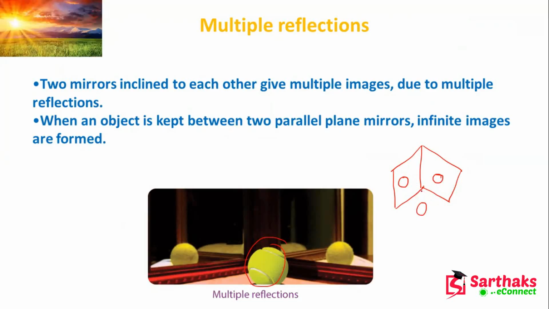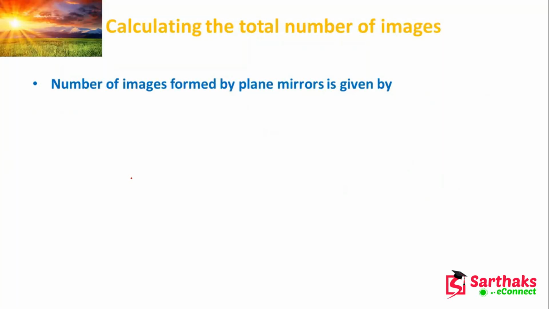And if you are in a place where all the walls have mirrors, you can see multiple images of yourself. When an object is kept between two parallel plane mirrors, infinite images are formed. Now, the calculation of the total number of images.